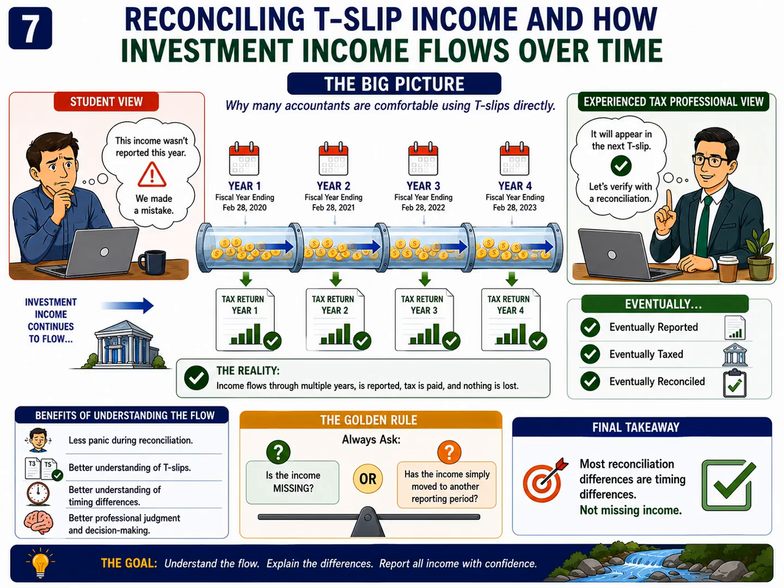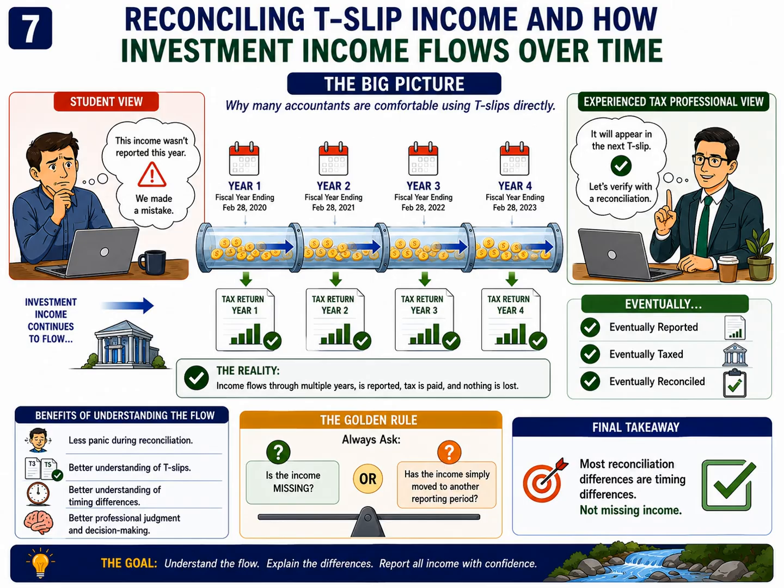Throughout this chapter, we've discussed non-calendar year ends, T-slips, estimates, reconciliations, and the challenges of matching investment income to a corporation's fiscal year. Now let's step back and look at the bigger picture. When students first encounter these timing differences, they often become concerned. They notice that a particular amount of income was not reported in the current year, or they see that the amounts on the T3 slip do not perfectly match the amounts in the corporation's books. Their immediate reaction is often, "We made a mistake. Some income is missing. Something must be wrong."